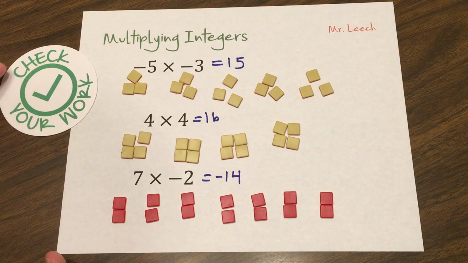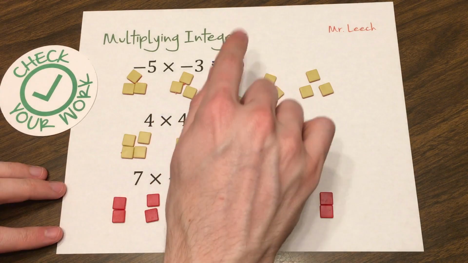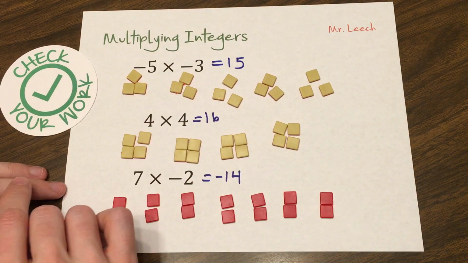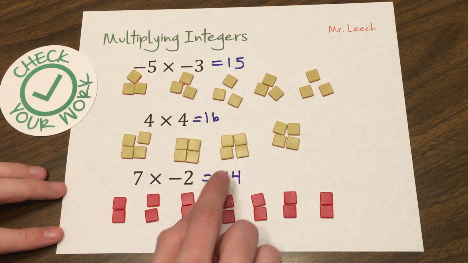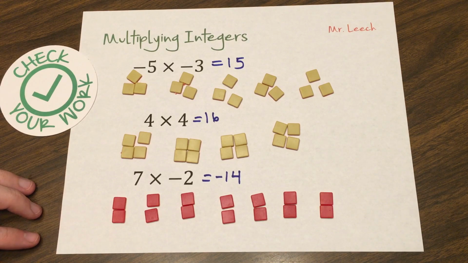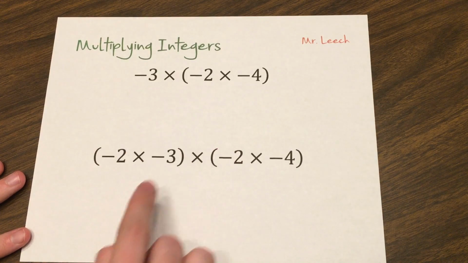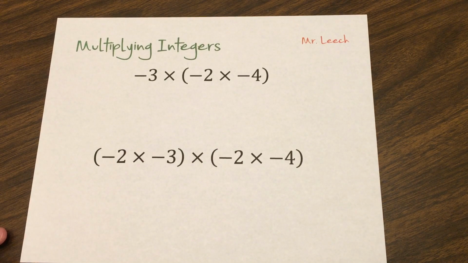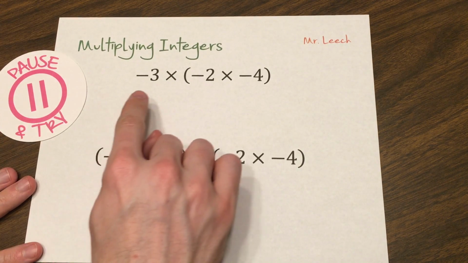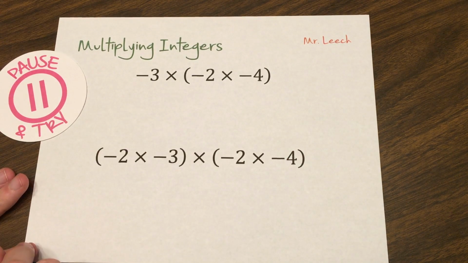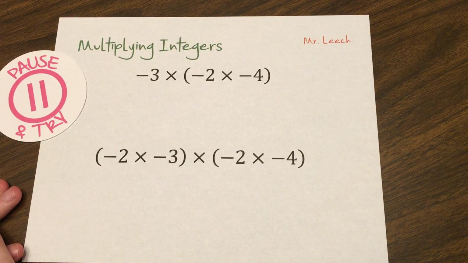Let's check our work. So here, after I've negated those, I end up with a positive 15 because I have 15 of those. 4 times 4 is 16, and 7 times this -2 is a -14. I want to see if you can think through these and try these on your own. In a second, I'm going to have you pause the video and try these. I'm going to give you a hint the next time I come back, but I just want you to try these on your own for just a minute.